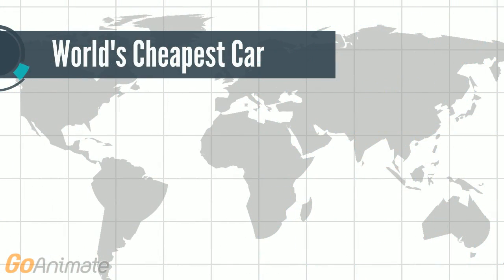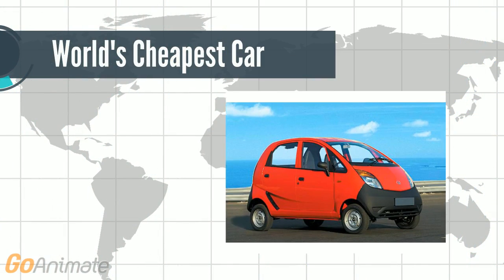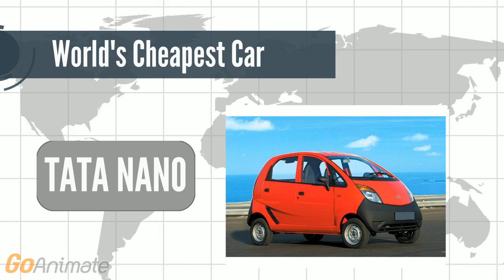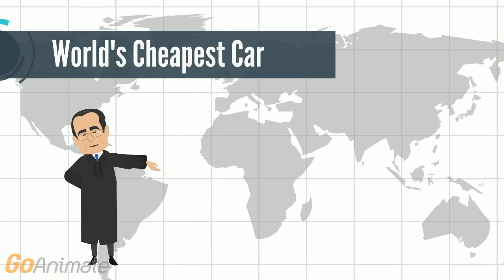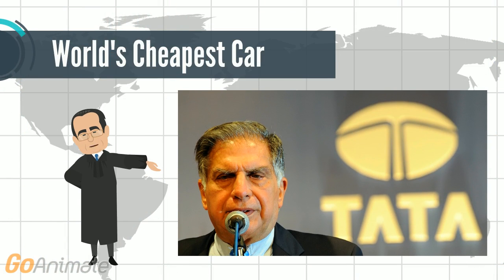Let's start with the case. The world's cheapest car, Tata Nano. Ratan Tata, chairman of India's Tata Group, had a vision of an affordable car for the Indian masses. Following an incident, he narrowly escaped running over a poor family, which had tumbled from a moving scooter.